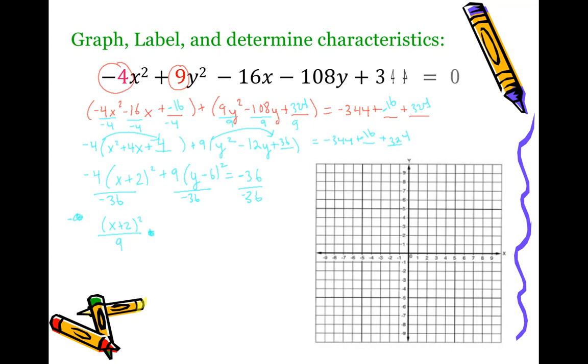Nope, not a plus, right? 9 divided by negative 36, that's now going to be a minus. Y minus 6 squared divided by 4. 9 over 36 is 1/4 equals 1. So this would be horizontal. It would have a horizontal transverse axis. The center is going to be negative 2, 6.